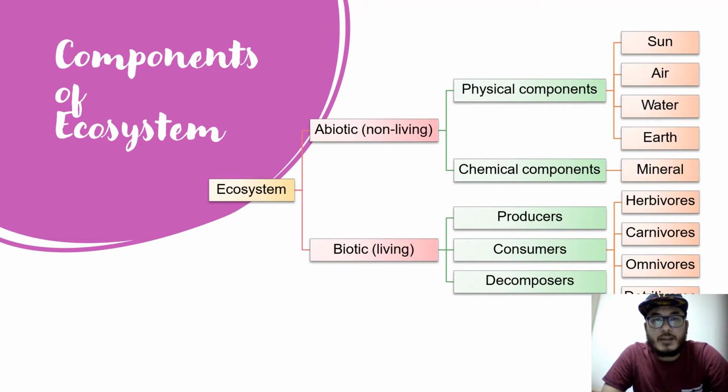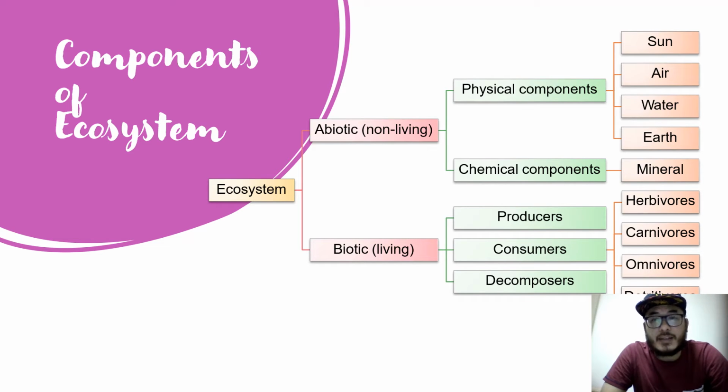Alright, so what are the components of ecosystem? There are two things that we can start to divide. Number one is abiotic, non-living, and biotic, which is the living things. Okay, let's go one by one. For the abiotic, non-living components, there are two types of components, which are physical components and chemical components. Physical components, there are four things that we must remember: the sun, the water, the air, and the earth.